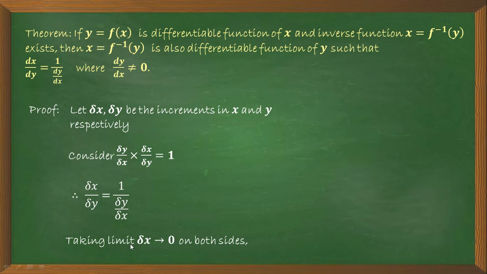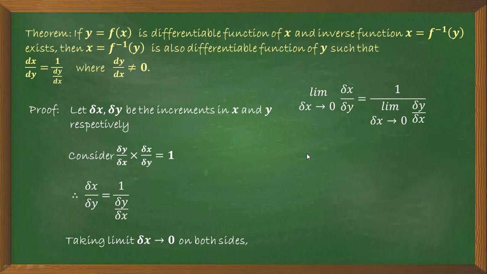So just you take the limit delta x tends to 0 on both sides, then what will you get? You will get this step, that is limit delta x tends to 0, delta x upon delta y is equal to 1 upon limit delta x tends to 0, delta y upon delta x. Okay, see this step carefully. Now see, this is the first principle of derivative, this is also the first principle of the derivative by Leibniz notation.